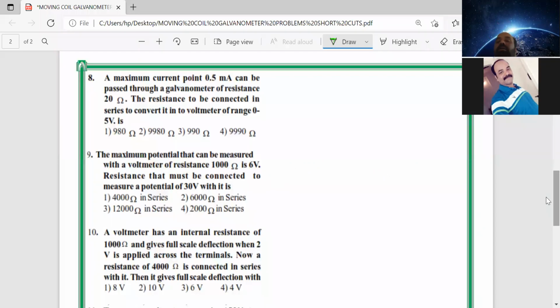Now see here, the next problem asks for maximum current. The given maximum current, 0.5 milliampere, can be passed through a galvanometer. The galvanometer resistance value is given as G. This resistance is to be converted in series to a voltmeter range. So this is the new voltage, and the old voltage we should find out first.